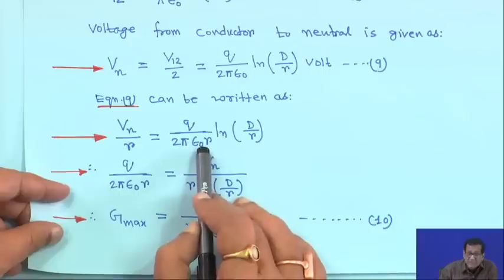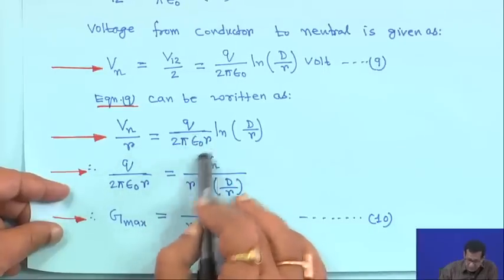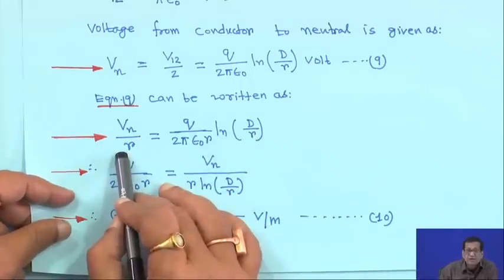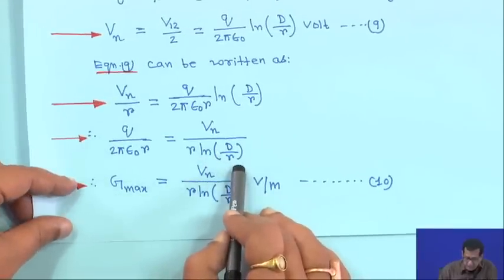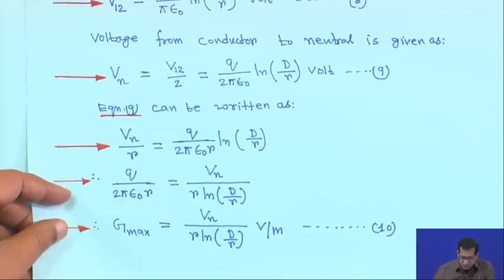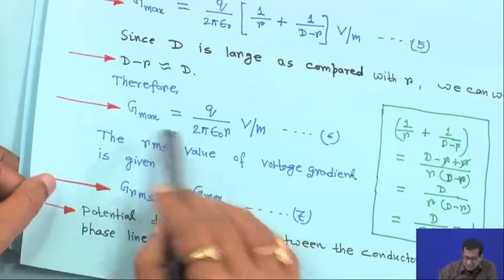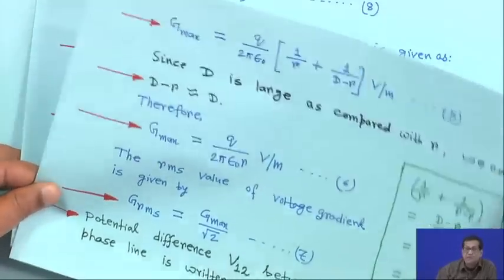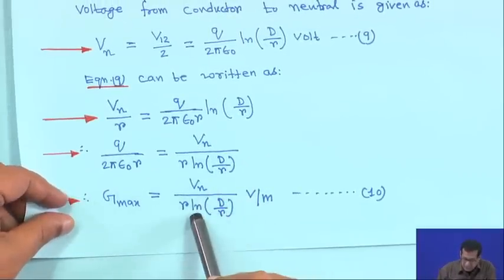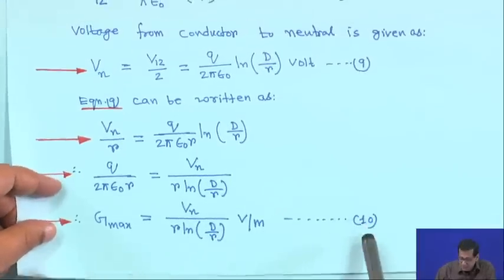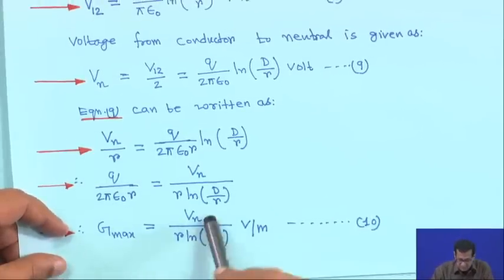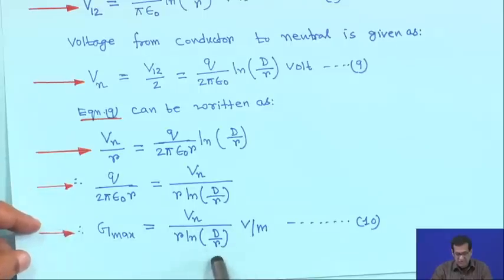Therefore, this q upon 2 pi epsilon 0 r can be written as q upon 2 pi epsilon 0 r is equal to V n divided by r ln d upon r. Therefore, this is actually G max, because G max is equal to q upon 2 pi epsilon 0 r, from equation 6. Therefore, your G max is equal to V n upon r ln d upon r volt per meter, this is equation 10, right. So from that we can get the maximum potential gradient, that G max will be V n upon r ln d upon r.